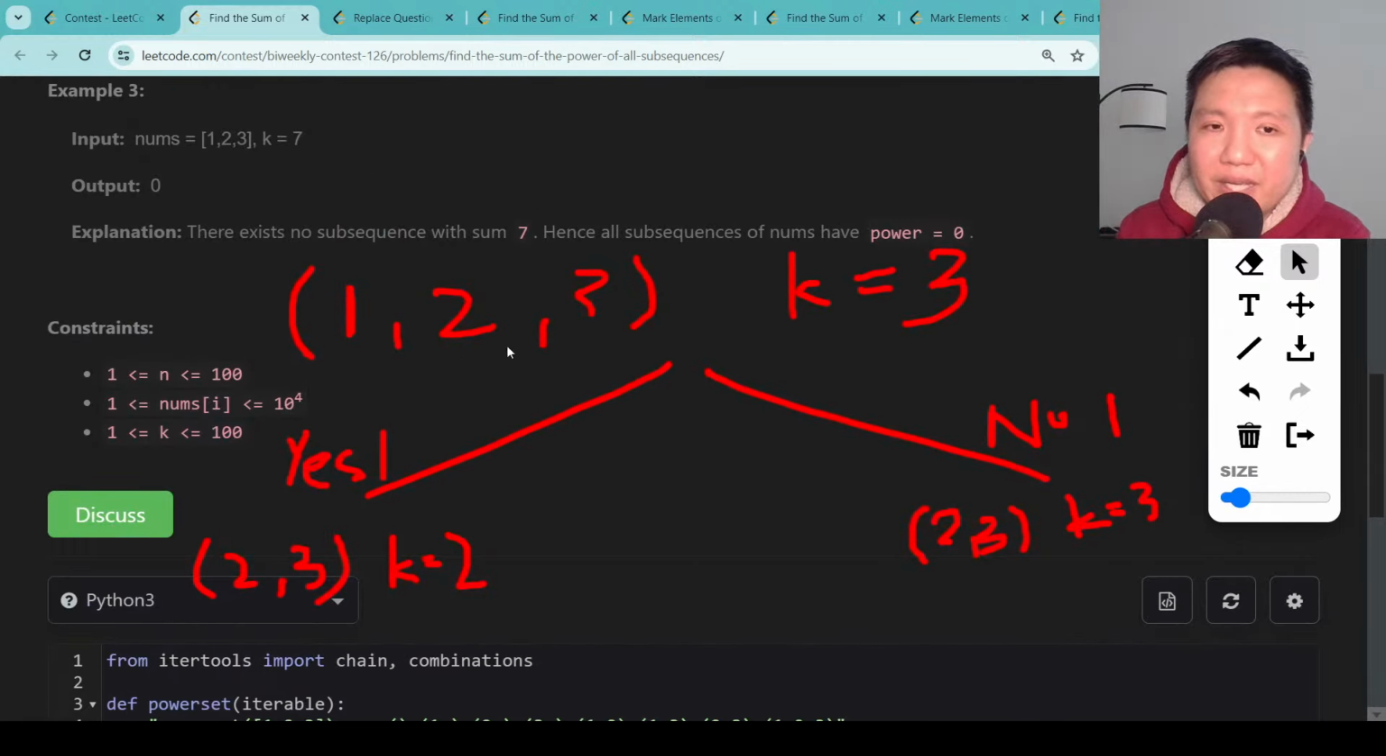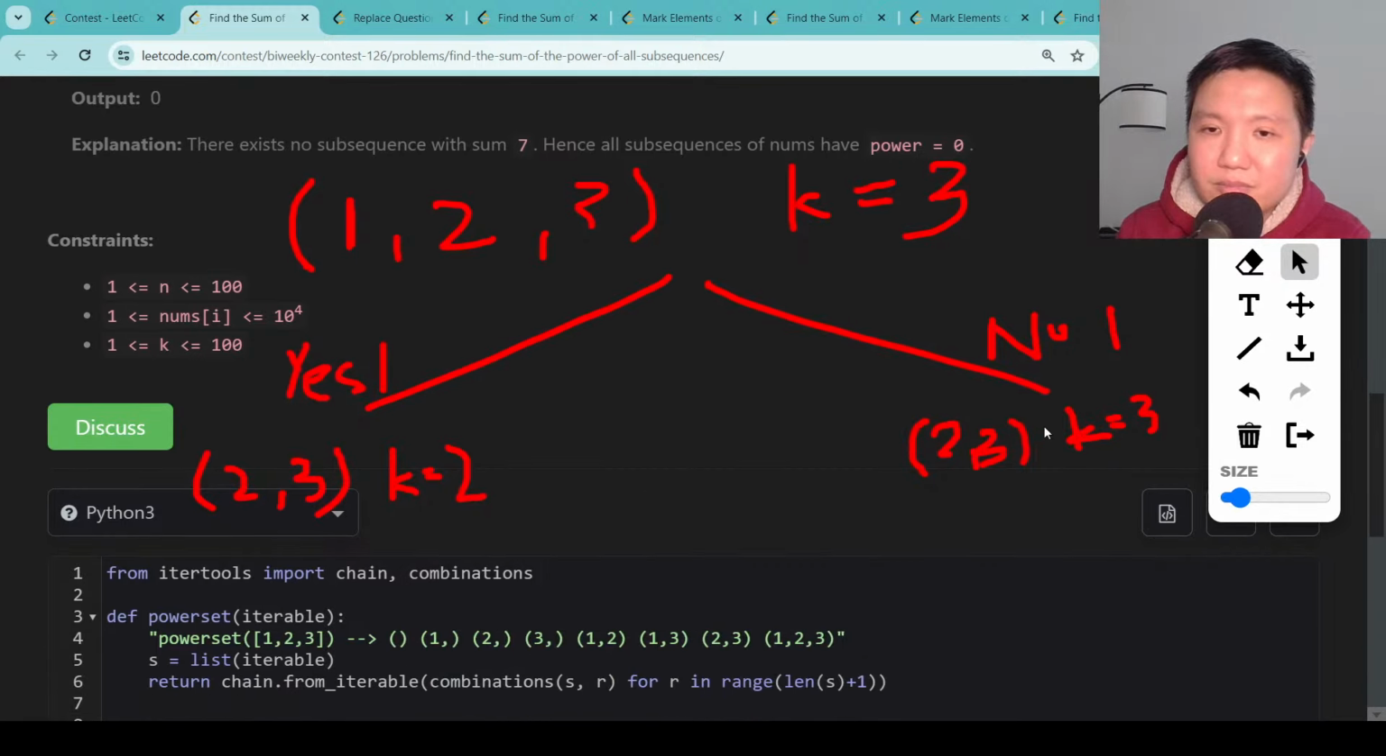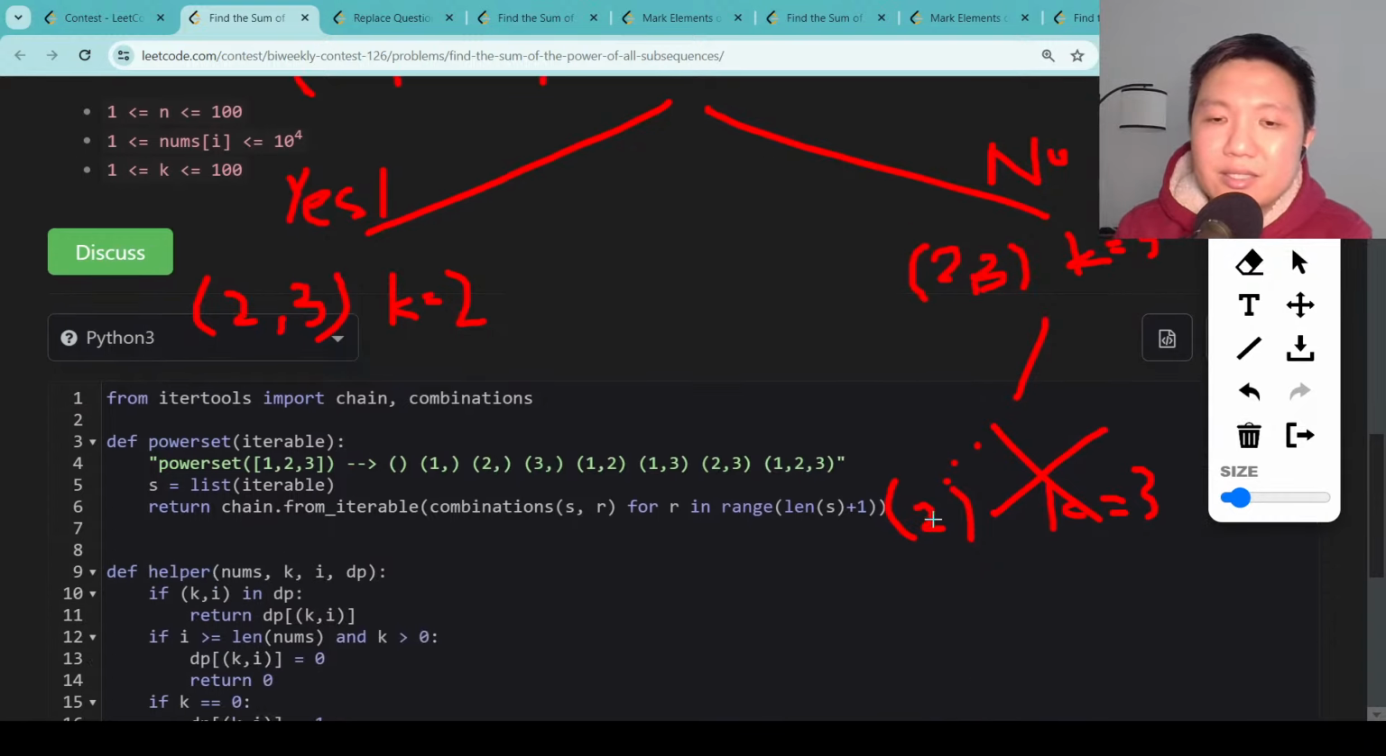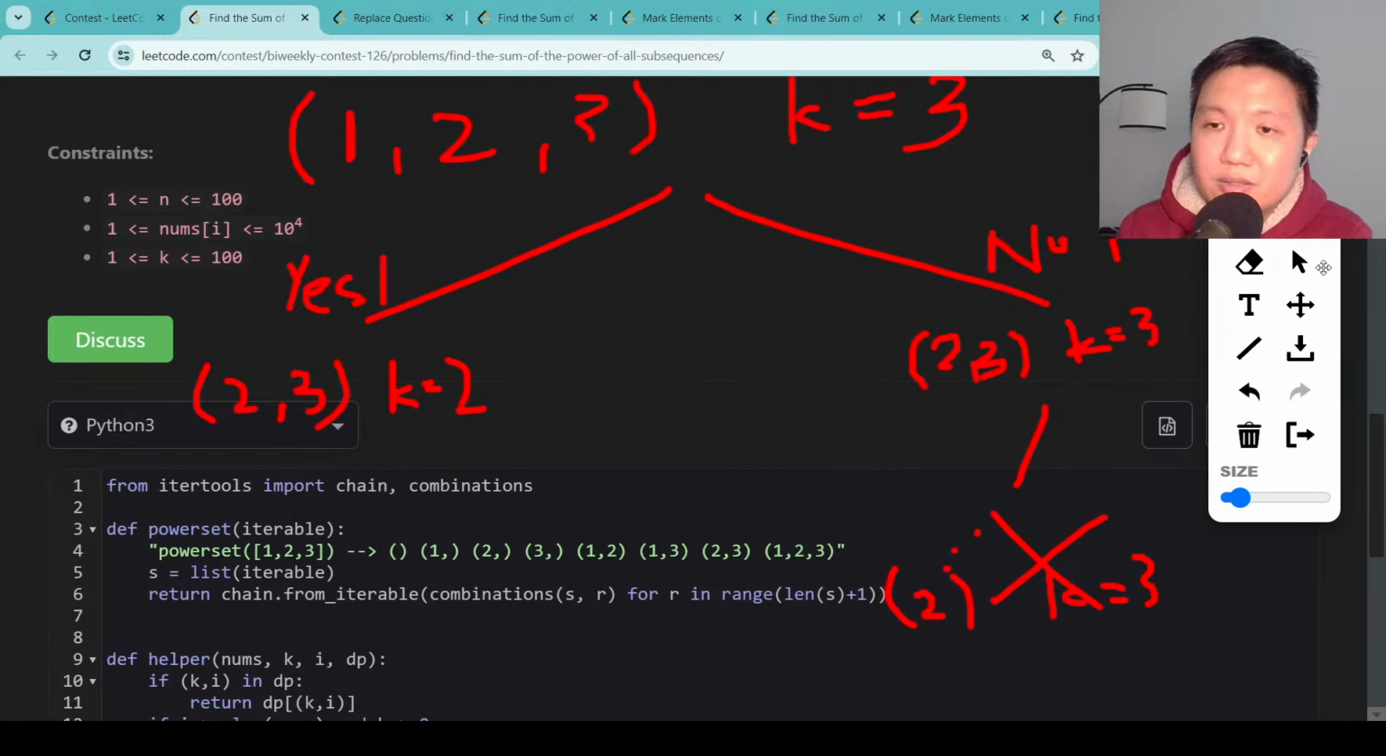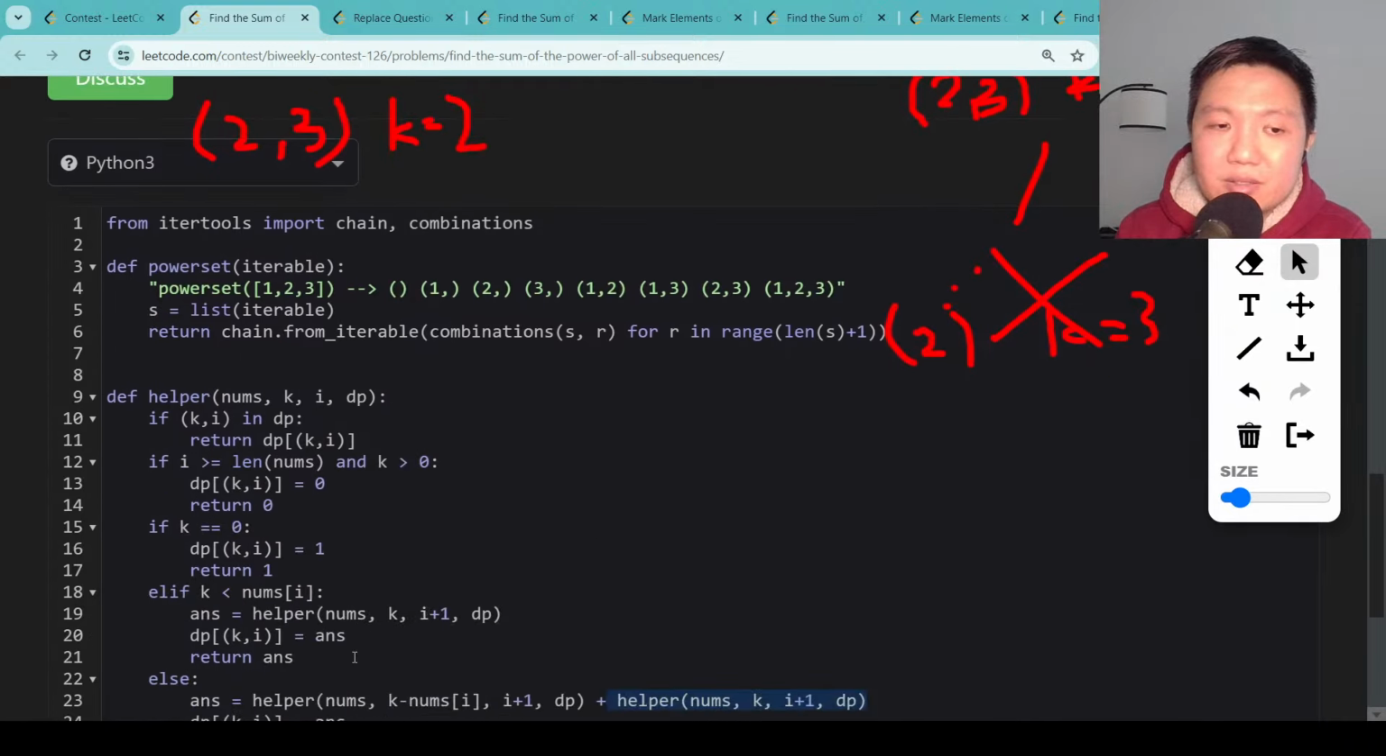And if I reach the base case, the base case is something like you're left with 2, and then k equals 3, and then this is 0, right? Because you know that there's nothing left in the list, and k is non-zero, then it's 0. Yeah, so that's how I did this.